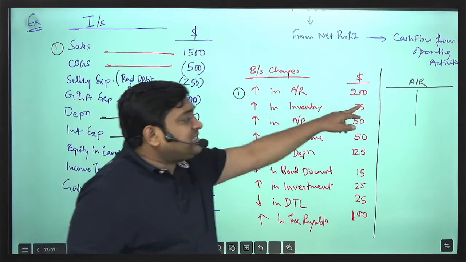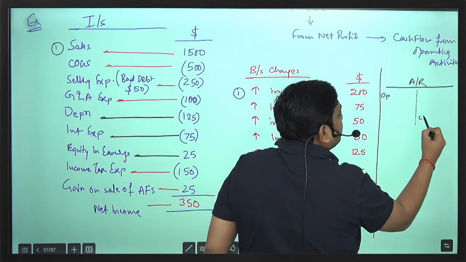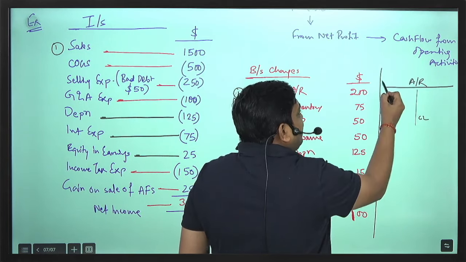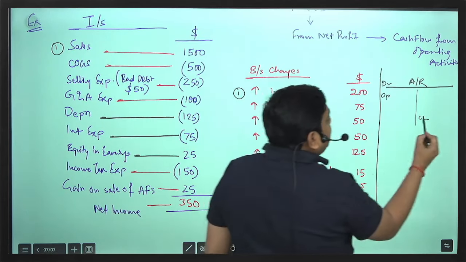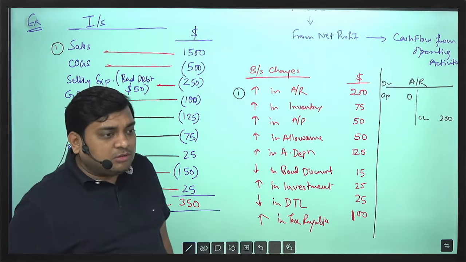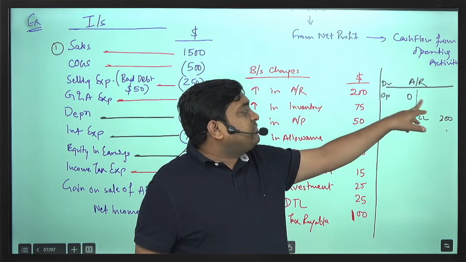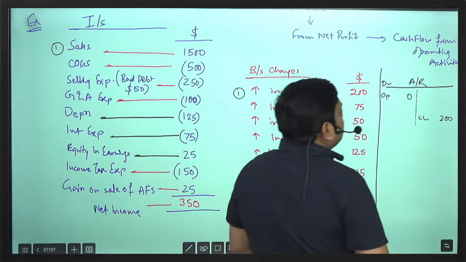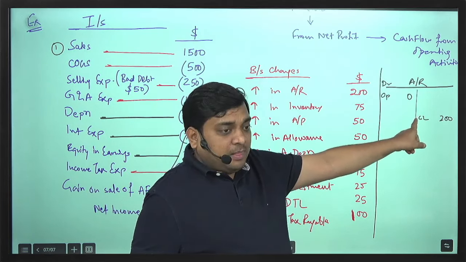Now it's an increase. Usually I write opening here, closing here. Asset always has a debit balance. So this is an increase, which means I will write here and make it 0. Though it is not 0. If this is 100 then this is 300. If this is 150 then this is 350, whatever. But I have written it like this because increase means the figure will come in closing, not in opening.